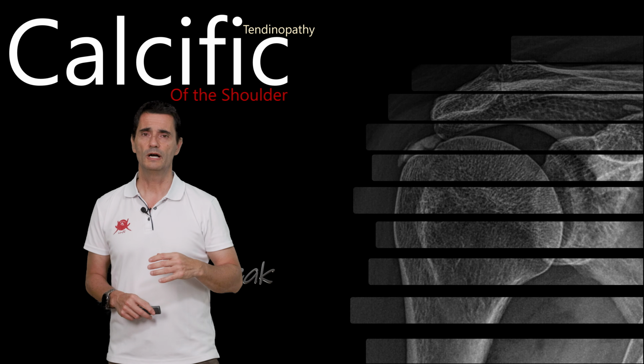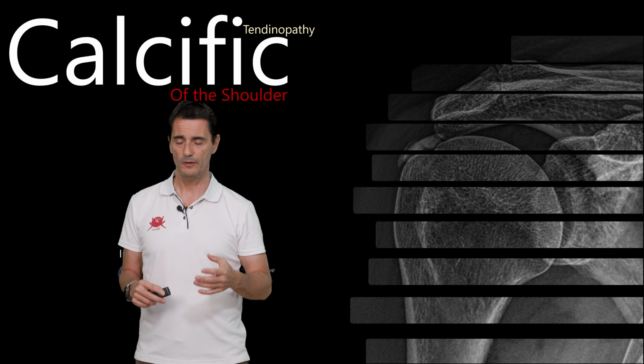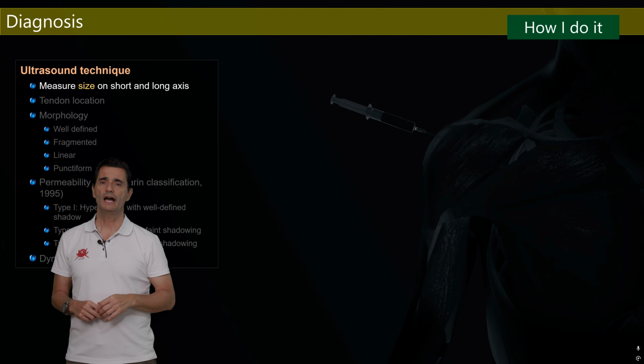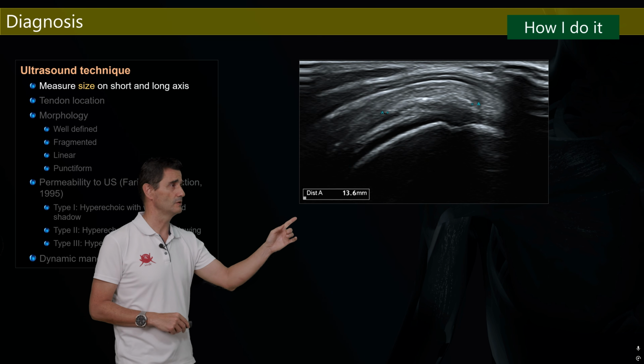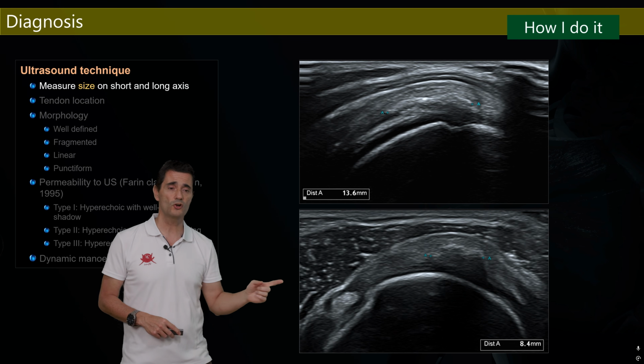So how do I examine a shoulder with calcification? I will tell you how I proceed. First of all, I measure the size in the short and the long axis. Of course we should measure the calcification in the long axis, but also in the short axis.